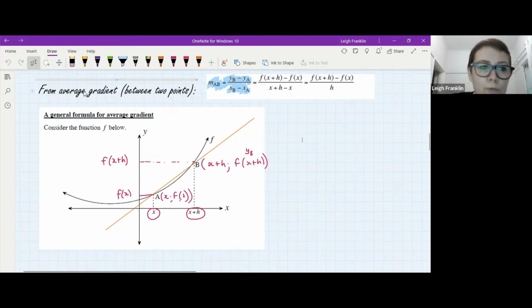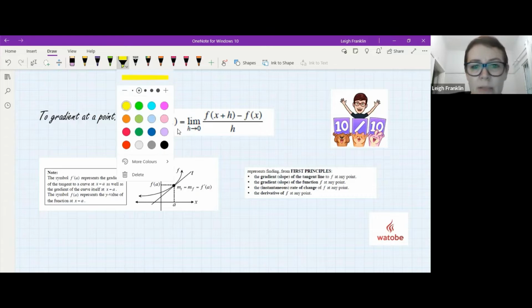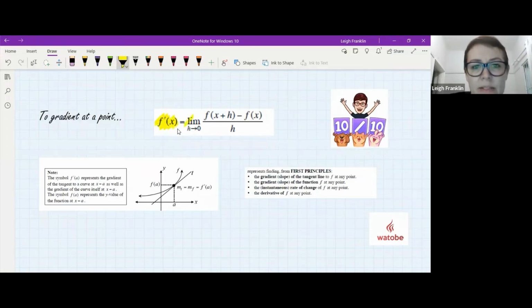So we move from average gradient, our typical gradient formula, to gradient at a point. Now, I've explained to you where the f of x plus h minus f of x over h part comes from. For the rest of this, we need to understand a little bit about calculus to understand what that means. So the first thing that I want to talk about is your limit as h approaches 0, which is how you would say this. So this bit over here, we would say this is your limit.